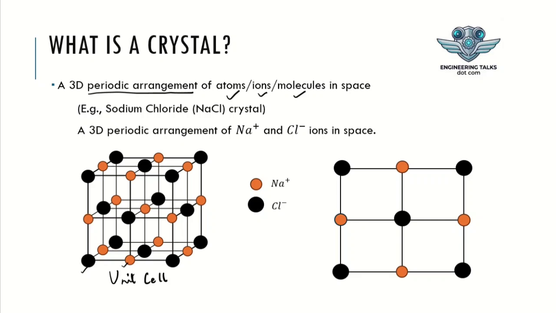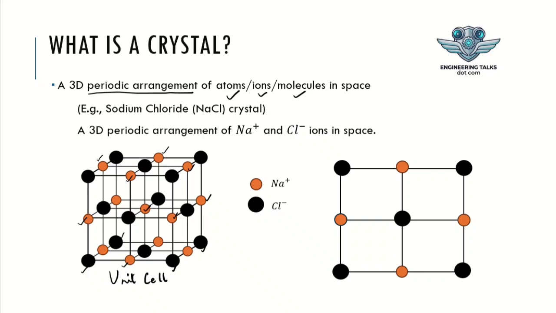In the unit cell of a sodium chloride crystal, as you can see, the chloride ions are present at the corners of the unit cell and also at the face centers of the unit cell. Whereas the sodium ions are present at the edge centers of the unit cell and also at the body center.